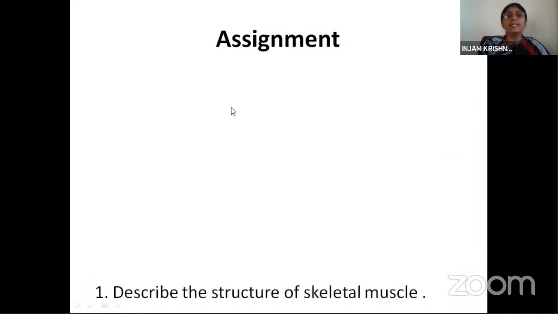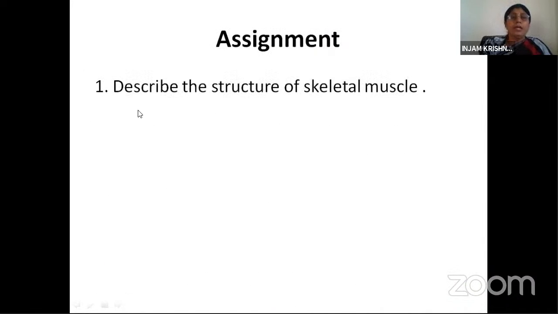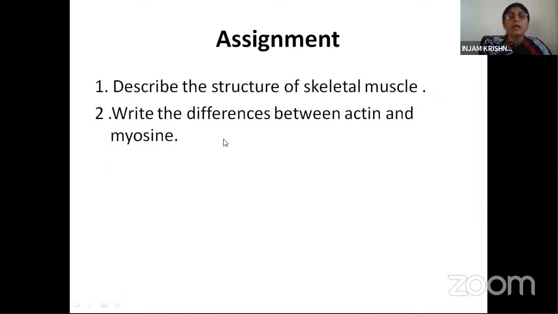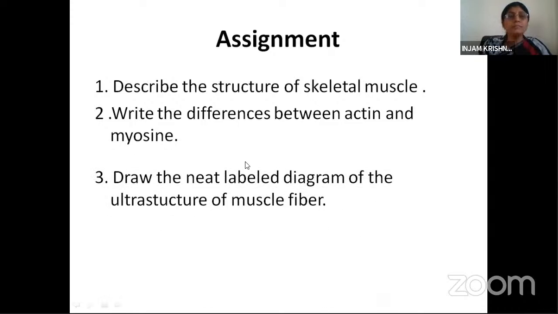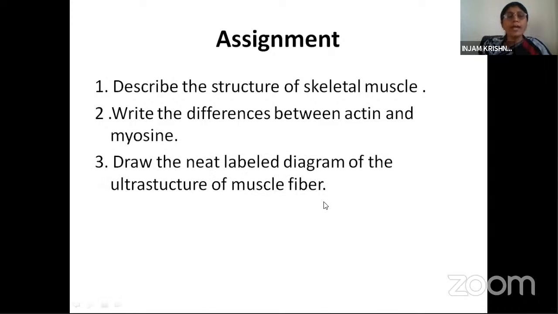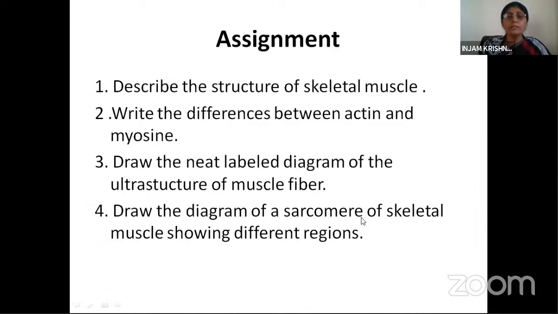Next, assignment. Describe the structure of skeletal muscle. Write the differences between actin and myosin. Already we have written that. Draw a neat labelled diagram of the ultrastructure of a muscle fiber. You know it. Draw the diagram of a sarcomere of a skeletal muscle showing the different regions. Yes, those are very familiar to you. What is the triad system? Very simple. Okay, thank you.